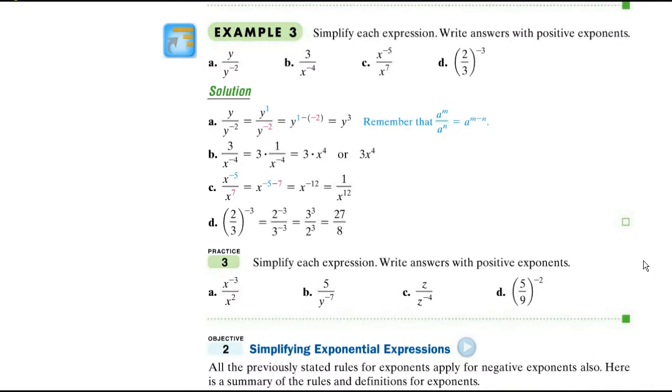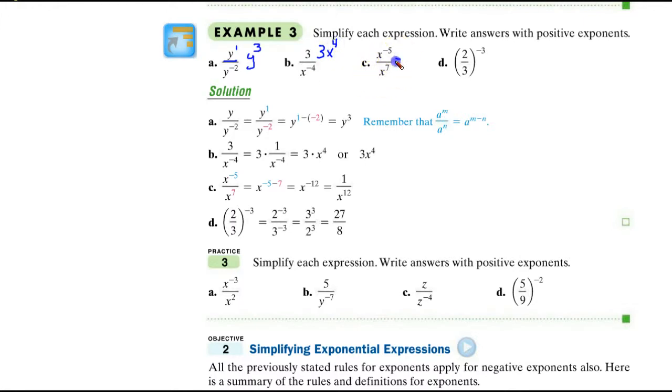Simplify each expression. Write answers with positive exponents. Well, here we're bringing this up. There's a 1 there. This then becomes 1 plus 2, or y to the 3rd. When this crosses this division bar, the sign changes, and we just add them. And this is going to be 3x to the 4th.